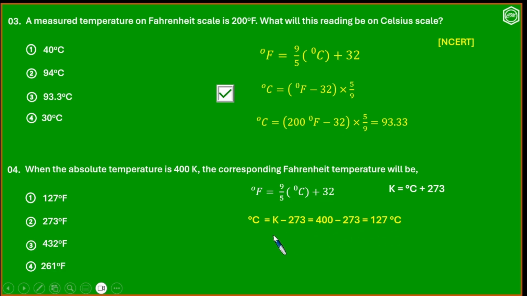Now we convert it into Fahrenheit. That is 9 by 5 into 127 degrees Celsius plus 32. So the value is 260.6 degree Fahrenheit. So correct option is option 4.